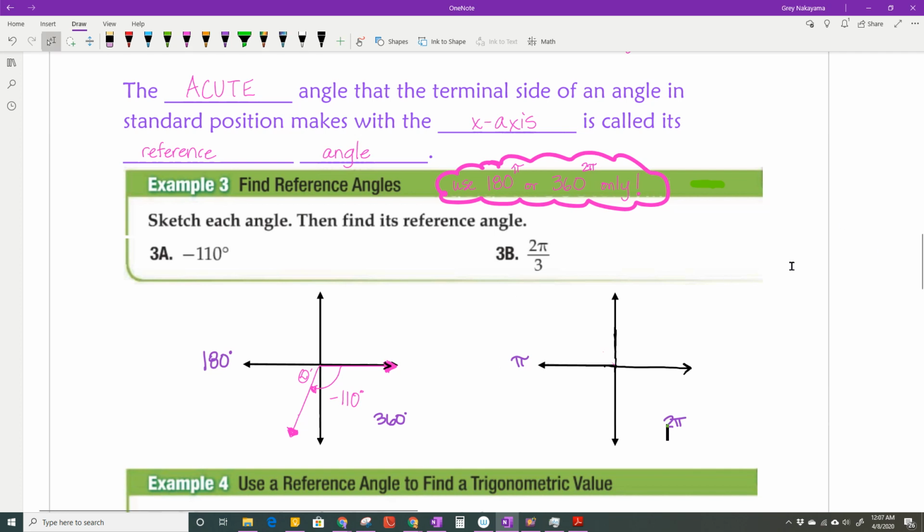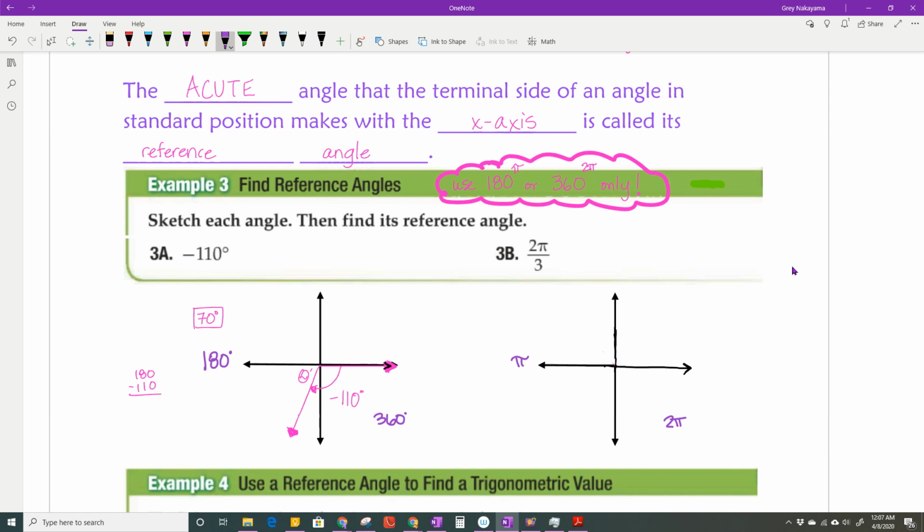Okay, so to continue with this, I'm trying to find the measure of theta in my problem. I'm going to use 180. So I'm going to take 180 and find the difference between 180 and 110. And the difference between those is 70 degrees. So the answer to my problem is 70 degrees.